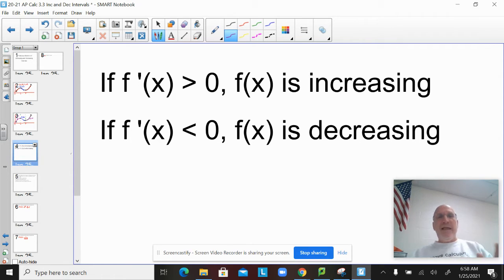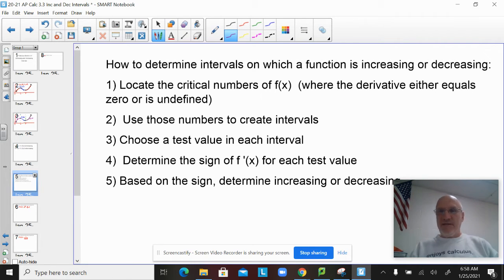So now what you'll be asked to do in this section is, given a function, find the intervals on which the function is increasing or decreasing. And by that, I do not mean with a calculator, graph it and find the maximum. We're doing this without a calculator, remembering that half of your AP test is without a calculator. So here is the process for how to determine intervals on which a function is increasing and decreasing.